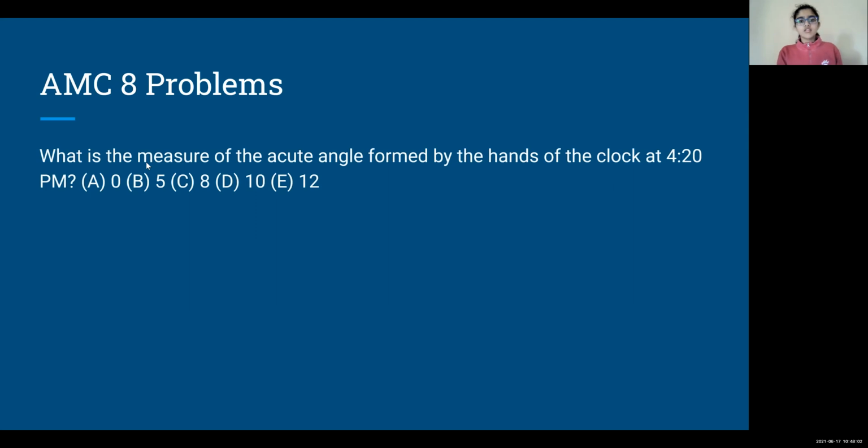Okay, so AMC problems. What is the measure of the acute angle formed by the hands of the clock at 4:20 p.m.? Hands of the clock usually refer to the hour and minute hands. They always refer to hour and minute hands unless otherwise specified. You have 3 minutes to solve this, and if you need more time, that's okay.